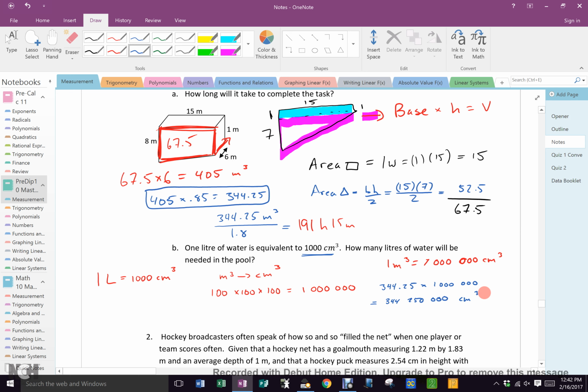centimeters cubed. Now, this question is asking for what? Is it asking for centimeters cubed or liters? Liters. 1,000 of them is 1. So what do I have to do? You know it's got to be multiply or divide, because it's always multiply or divide. Am I dividing by 1,000 or multiplying by 1,000 to go centimeters back to liters? I'm dividing. And when you divide by 1,000, how many zeros do you get rid of? 3. So it's 344,250 liters.